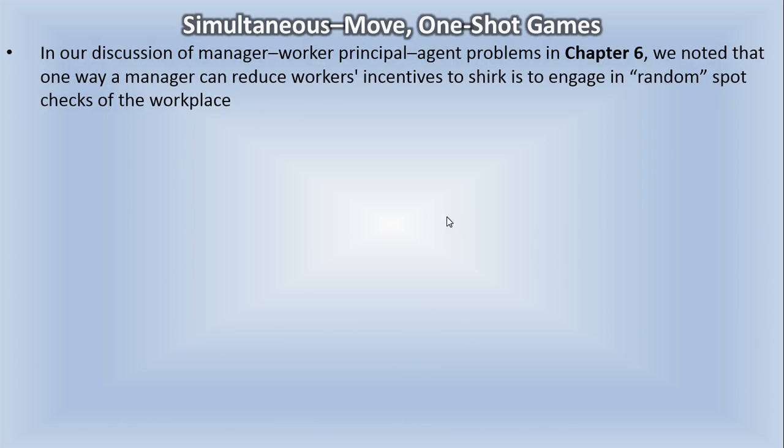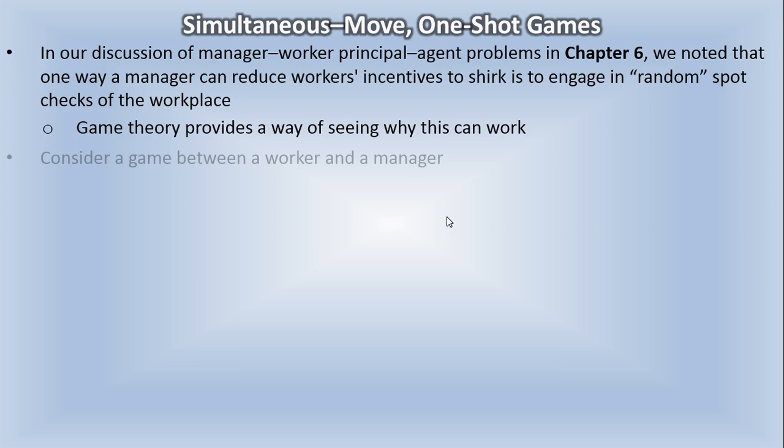In our discussion of the manager-worker principal-agent problem in Chapter 6, we noted that one way a manager can reduce workers' incentives to shirk, to avoid the responsibility, is to engage in random spot checks of the workplace, to set up a random schedule of checking in on workers so that workers can't know when the managers are going to come in, and therefore they will be afraid not to work, essentially. Game theory provides a way of seeing why this can work. So consider a game between a worker and a manager.